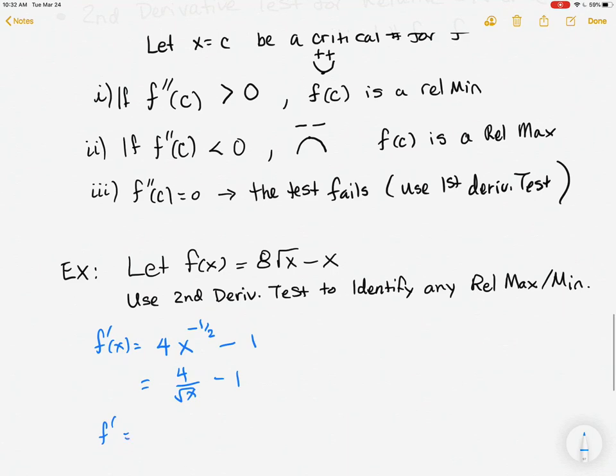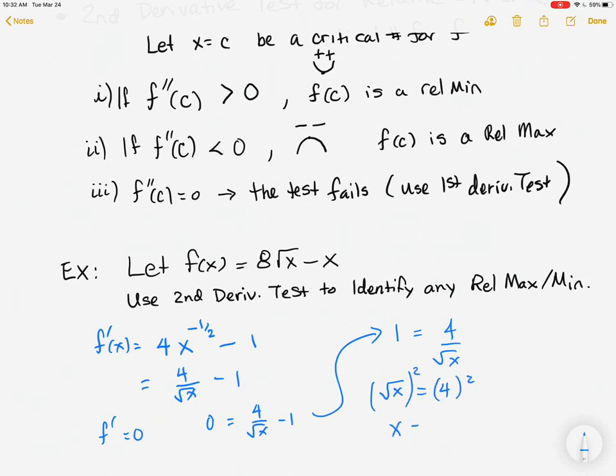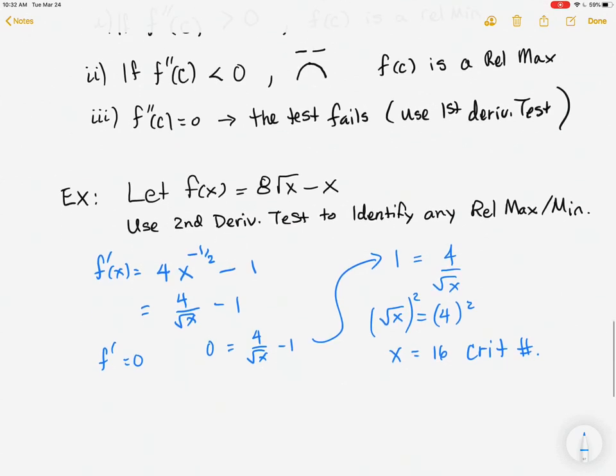We're going to set f prime to 0. So I'm going to have this equation to solve for x. So let's move the 1 over. Let's multiply both sides by the square root of x. And now let's square both sides. So I get one critical number at x equals 16. Now let's skip the rest of the first derivative test and go straight to the second derivative.